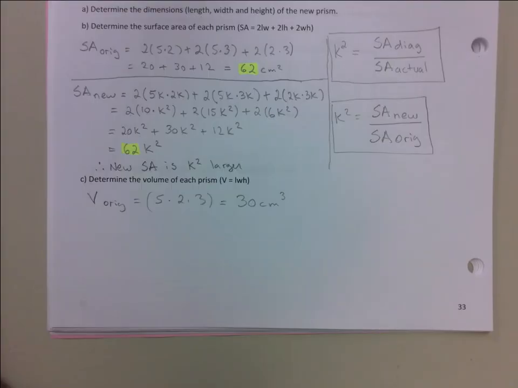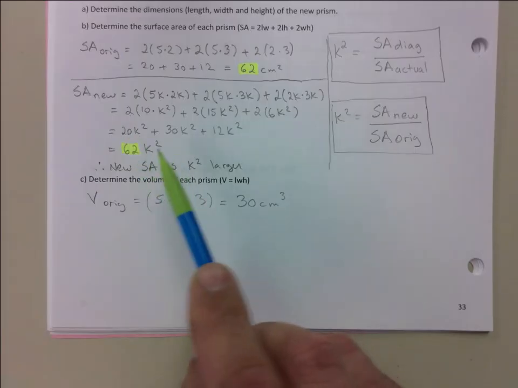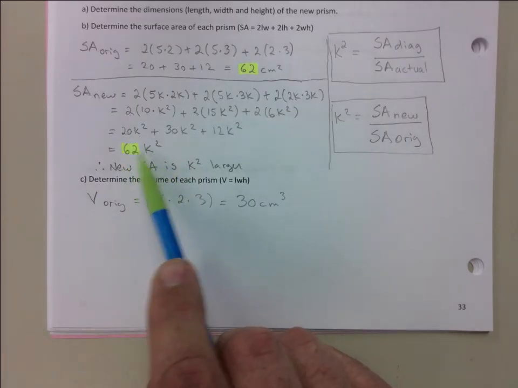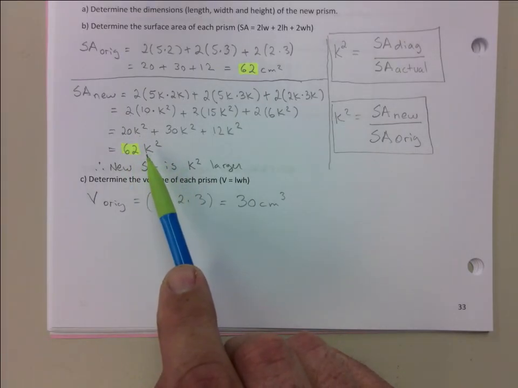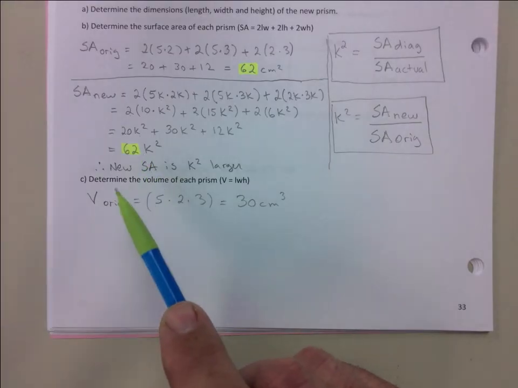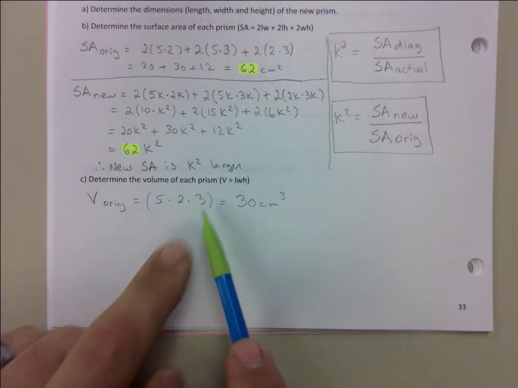What do you think the new volume will be? How much larger will the new volume be? Earlier it was k squared times the original, right? What do you think it's going to be now? K cubed. And the reason being is that all 3 dimensions are affected.